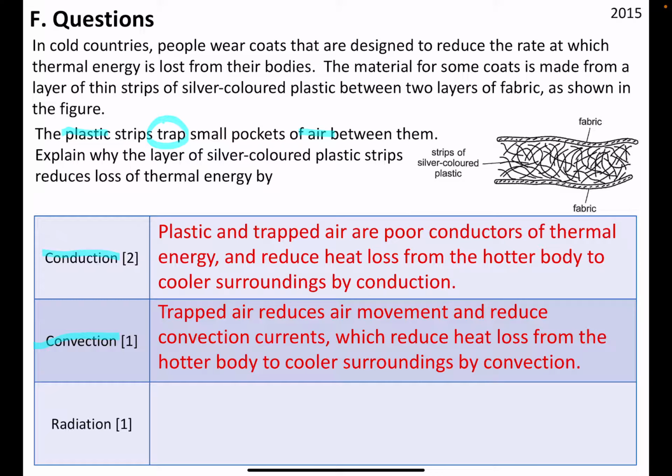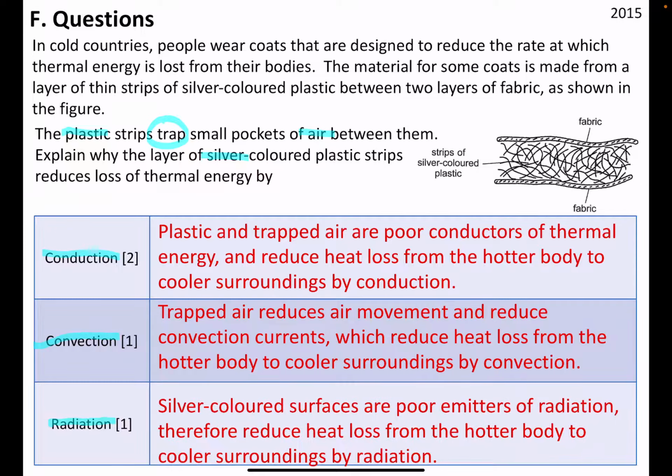And for radiation, it will be the silver-colored surfaces. So the silver-colored surfaces are poor emitters of radiation and therefore reduce heat loss from the hotter body to the cooler surrounding by radiation. Now, in this example, we have to use emitters. We cannot use absorbers because the people are hot and the surrounding is cold, so the people will be emitting heat, and that is why we have to use the words poor emitters of radiation.